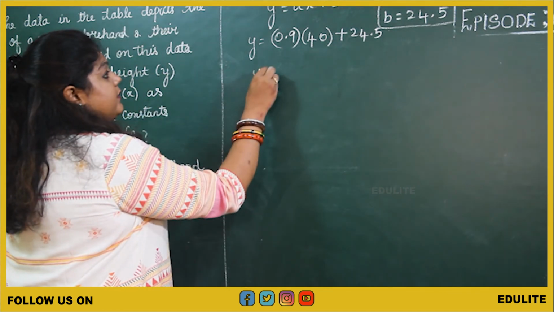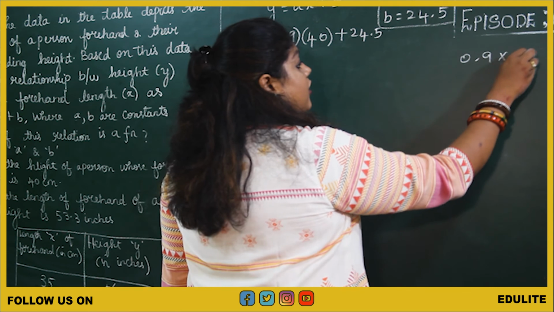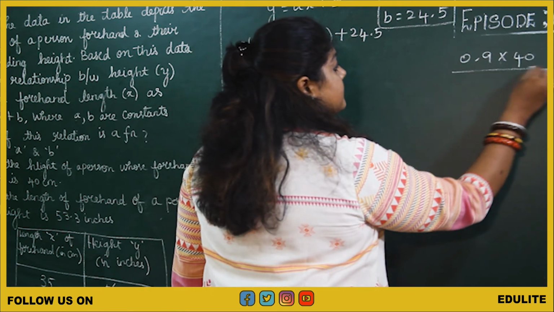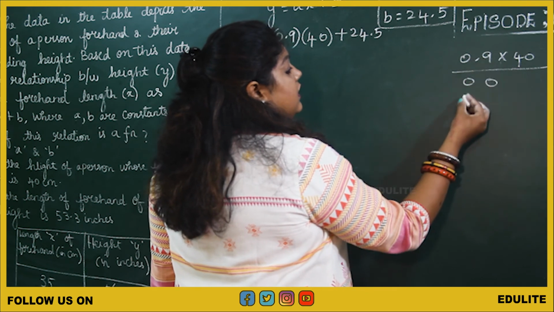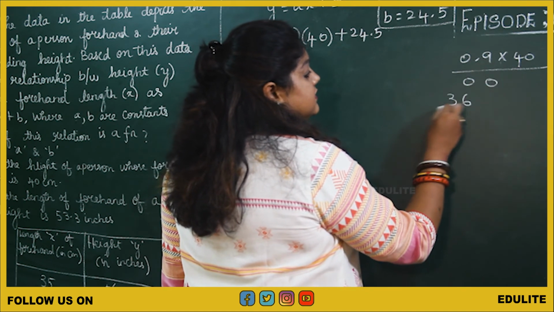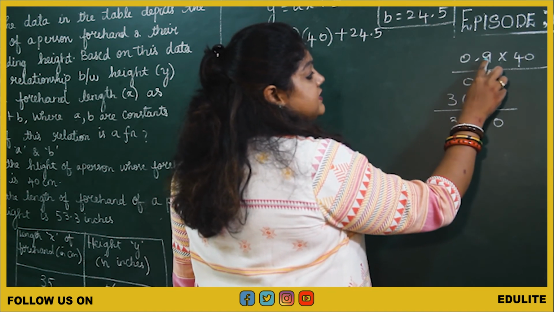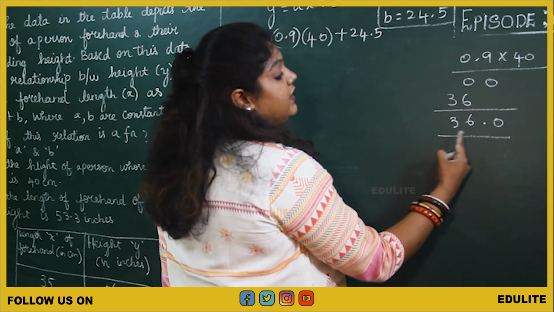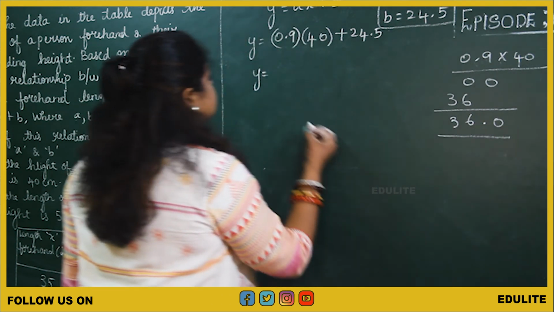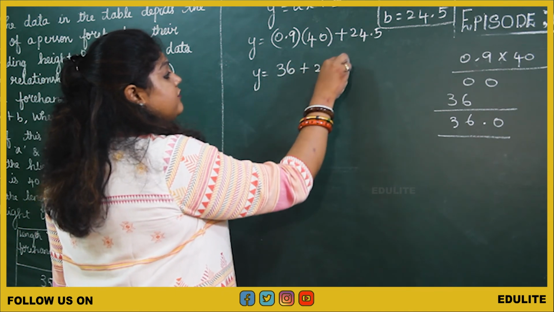So, y equals 0.9 into 40. 0 times 9 is 0, 4 times 9 is 36. After the decimal point, there is only one number, so we have to keep the decimal point before the last number. 36.0 is nothing but 36. So, y equals 36 plus 24.5.